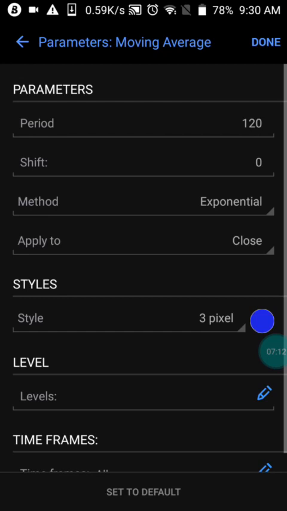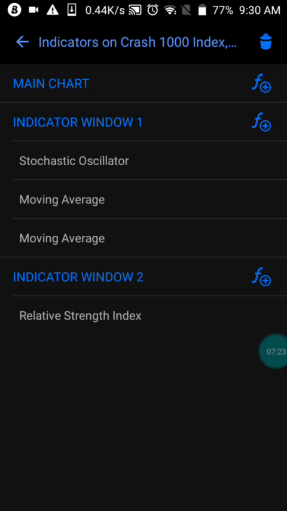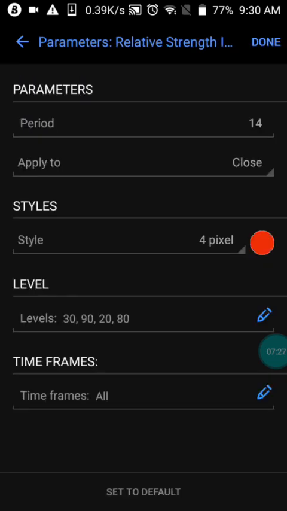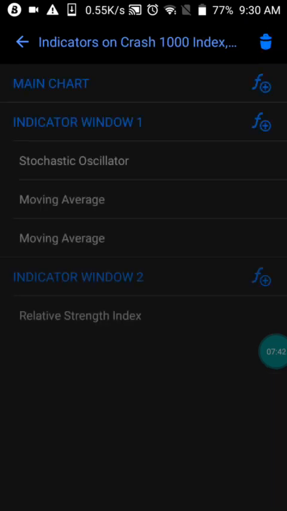So we have the last moving average on window 1, which is the period of 120. We have our method to be exponential, we have apply to close, and we choose blue as our color here. So in our indicator window 2, we have just one indicator there, which is our RSI, with the period of 14. We have apply to close, and we have red as our color. So we have our different levels here of 30, 20, and 80. You see that? So just screenshot it and set it up.